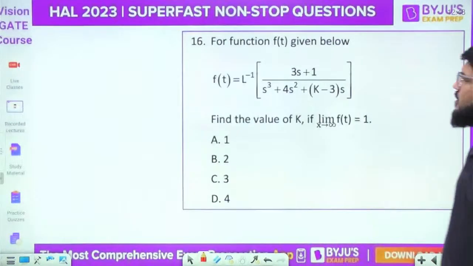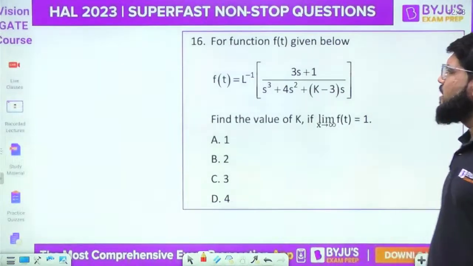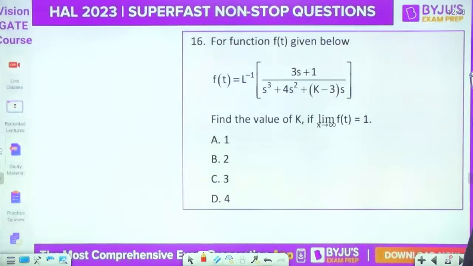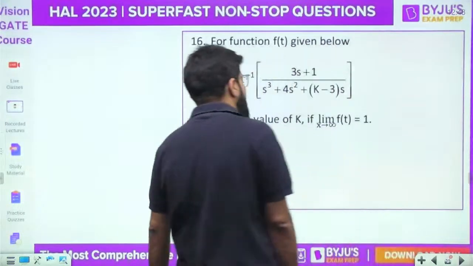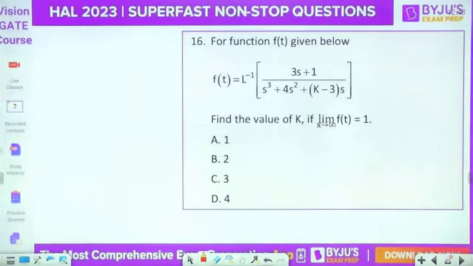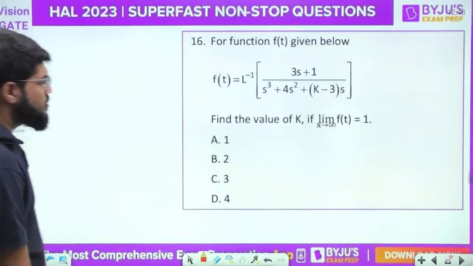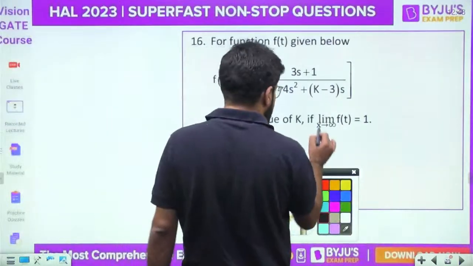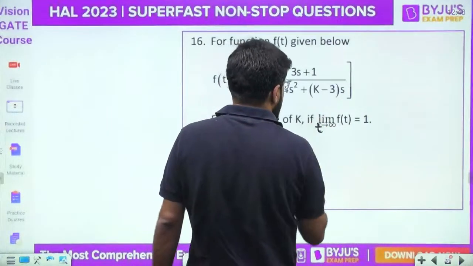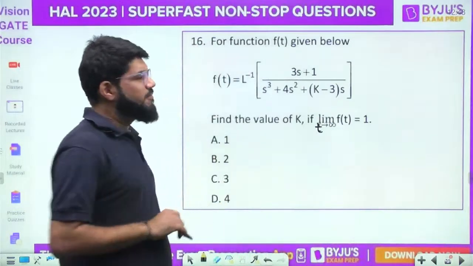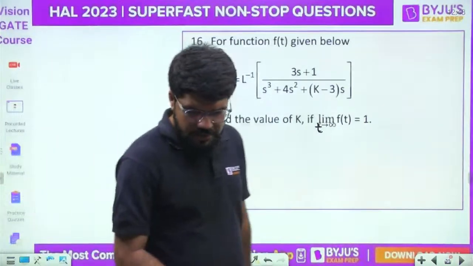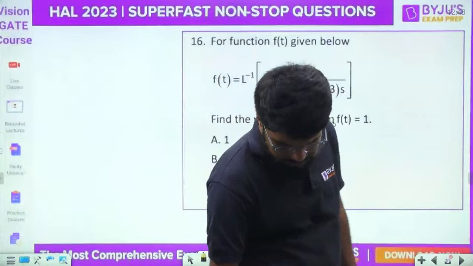Number 16. For the function given below, f(t) is the Laplace inverse of (3s plus 1) upon (s cube plus 4s square plus (k minus 3)s). What is the value of k if limit t tending to infinity of f(t) is 1? Of course, it is a function of t. Final value theorem, it is nothing but the final value theorem. Tell me.